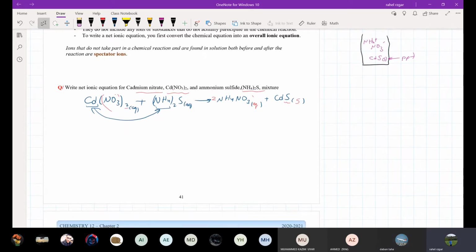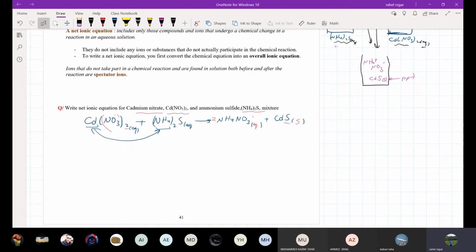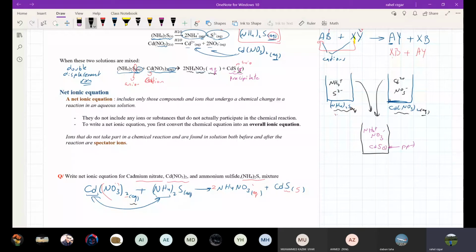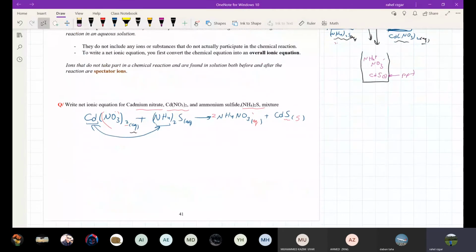Now, what is the next step that we have to do? What is the extra thing that we have to do? If something is aqueous, what does that mean? It means that it is already an ion. So let's separate it again to make them ions again. Why? To see what has undergone reaction. The cadmium and the nitrate, is it aqueous? Yes, it is aqueous. Again, please concentrate. When it says aqueous, it means it has become ions, for ionic compounds, of course.